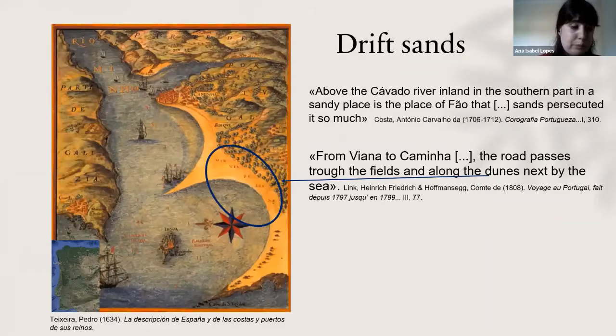In some of these descriptions, the authors directly refer to the occurrence of drift sands in localities on the left bank of river mouths, in low and dark places, or more generally on the coast of the province, which corresponds to the territory we studied, or that the Portuguese coast, with the exception of the cliff coast, or which is sheltered from harmful winds or by pine forest, is completely sandy. Other times, the information is not so direct, referring only to the existence of dunes next to the sea.